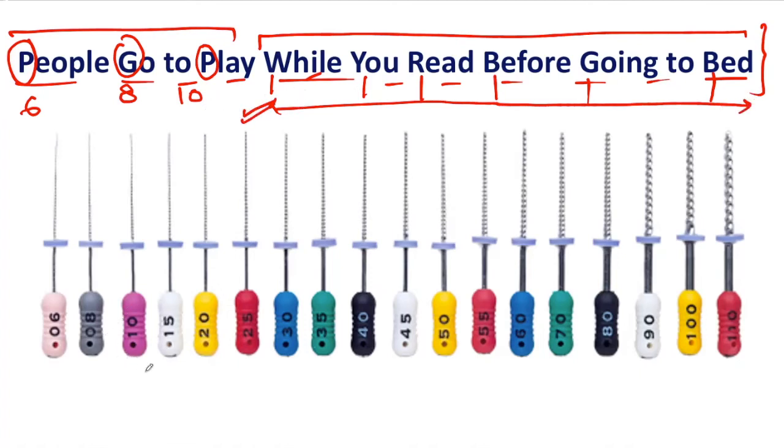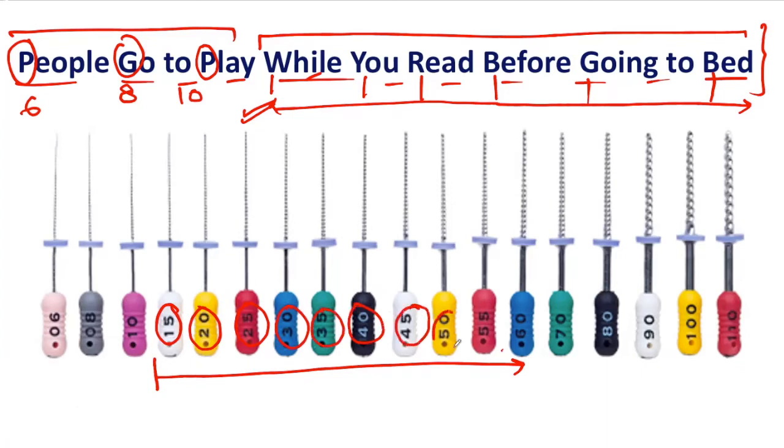endodontic files. One thing more you need to remember regarding the endodontic files, that from number 15 till number 60, there is an increment of 5 numbers. That is 15, 20, 25, 30, 35, 40, 45, 50, 55, 60. But after 60 number file, there is an increment of 10 numbers. There won't be any 65 number file. There will be 70, 80, 90, 100, 110.